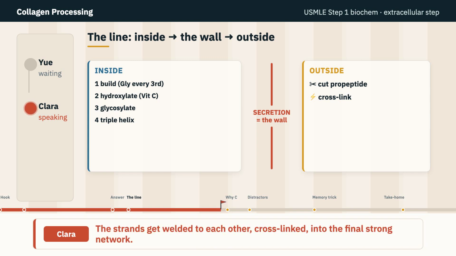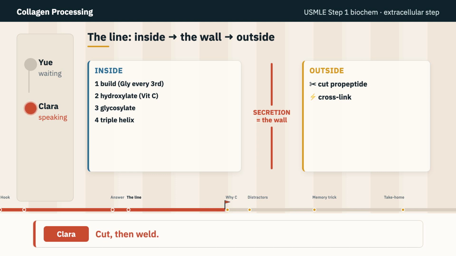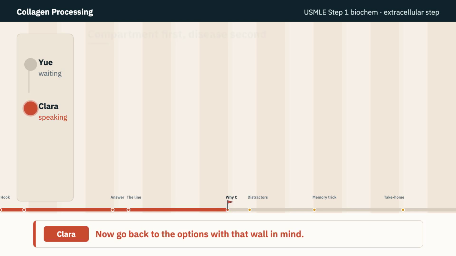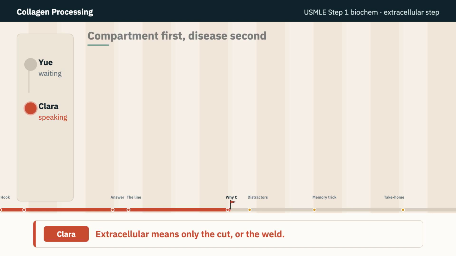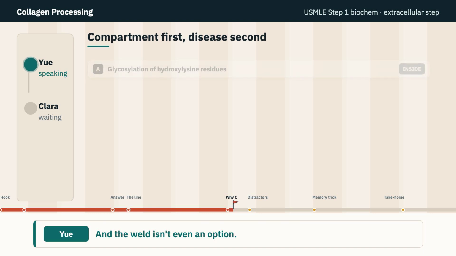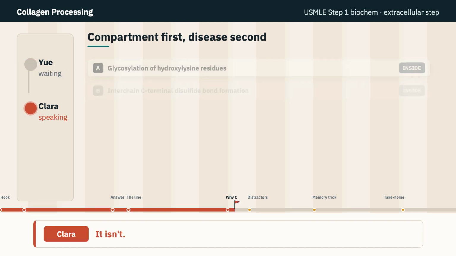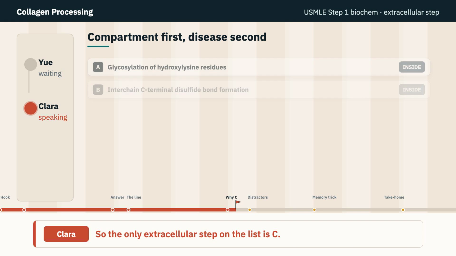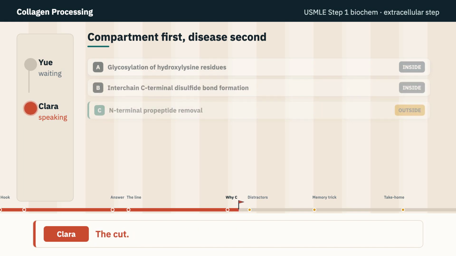2, the strands get welded to each other, cross-linked into the final strong network. Cut, then weld, that's the entire outside. Now go back to the options with that wall in mind. Extracellular means only the cut or the weld. And the weld isn't even an option. It isn't. So the only extracellular step on the list is C, removing the N-terminal propeptide, the cut.